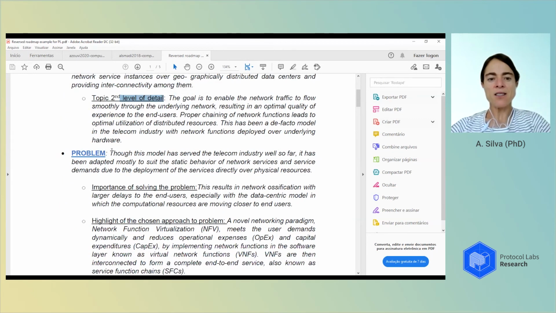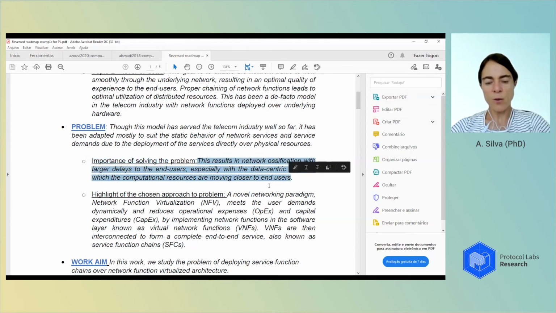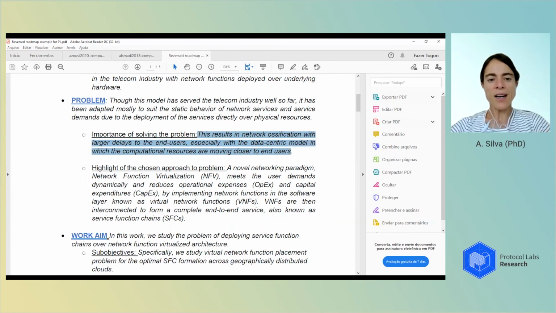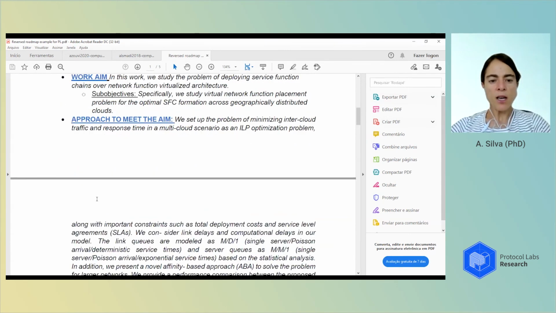Then there's a sentence dedicated to set out the problem. And then, what is important to solve the problem? Why is it important to solve? This sentence does that, so I copy pasted the sentence. And then they highlighted the chosen approach to tackle that problem. They gave the work aim, the approach to meet the aim, and so forth.